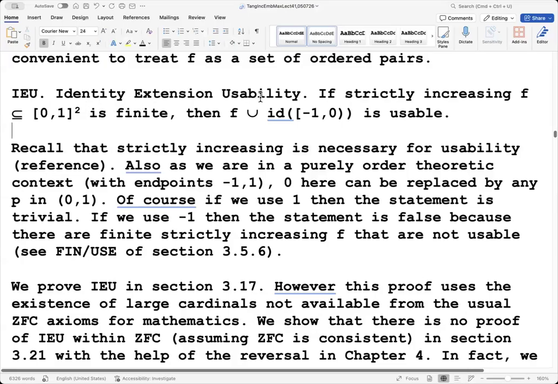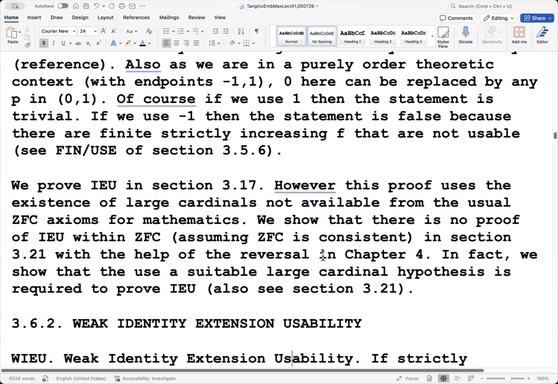All right, identity extension usability. If strictly increasing F is finite, then F union is usable. Strictly increasing is necessary. That's why that's there. You can replace zero in here with anything else, except if you replace it with one, it's trivial. If you replace it with -1, the statement is false. Large cardinals are needed to prove that.